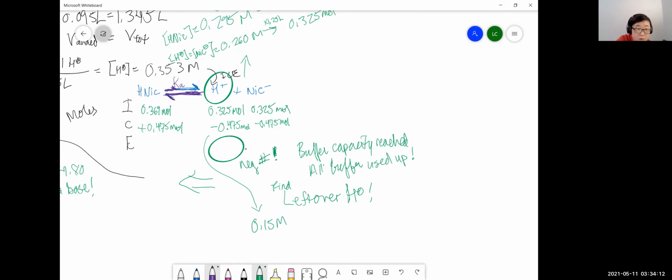0.15 moles, sorry. And you divide that by 1.345 liters, which is the total. And so if you divide that by 1.345, you should get like 0.112 molar. And so that's the excess concentration.